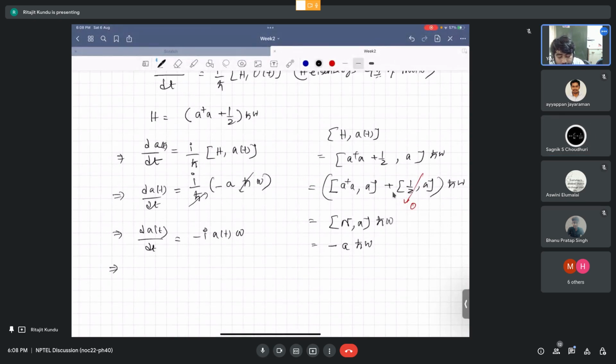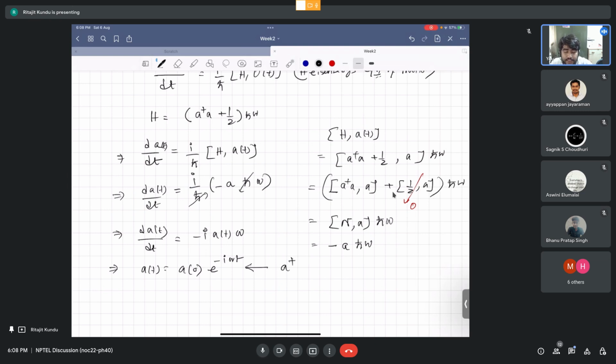That's right. So it will be just some constant. The constant here is given by a0, and e to the power minus i omega times t. So this is the time dependence of a(t). Now given this time dependence of a(t), you can also calculate a dagger. So how do you do that?